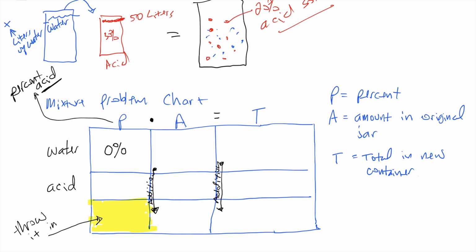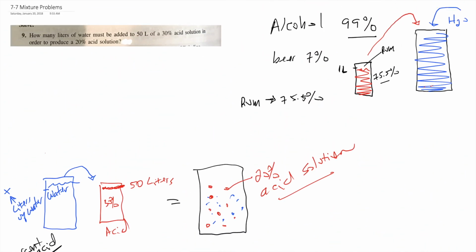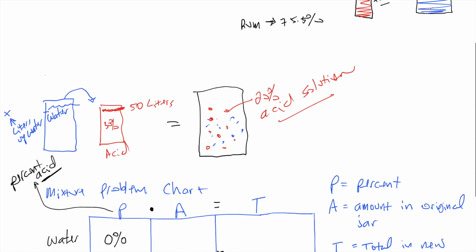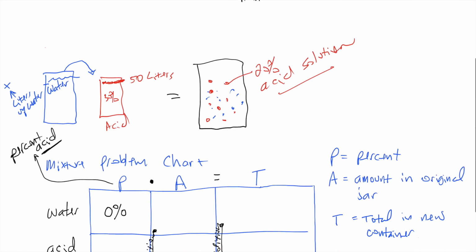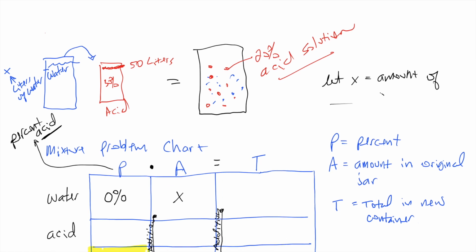All right, and it says how many liters of water. So what are we going to put for the amount of water in this original container? The question is saying how many liters of water? Do we know how many liters of water? It's X. We don't know how much water we have to add. So let X equal amount of water. So then you have 0 times that, which is 0.